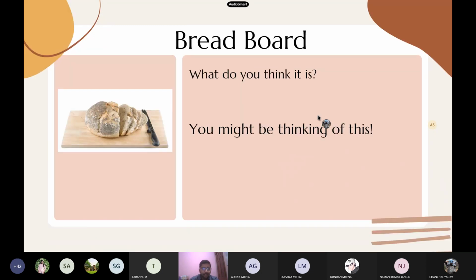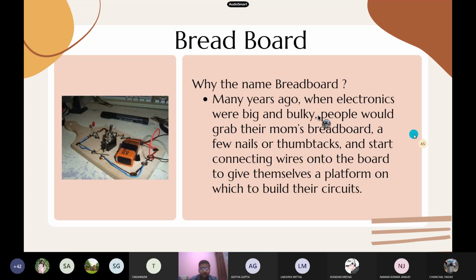Let's start. First is breadboard. What comes to your mind after hearing this name breadboard? You might be thinking of this, a bread kept on a board. But obviously, this is not an electrical component. We are not going to talk about it. So the next question arises is, why is an electrical component named breadboard? So the answer lies here.